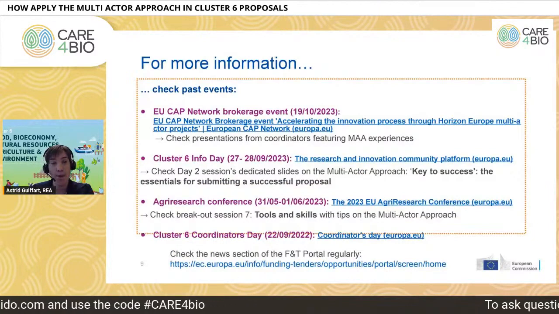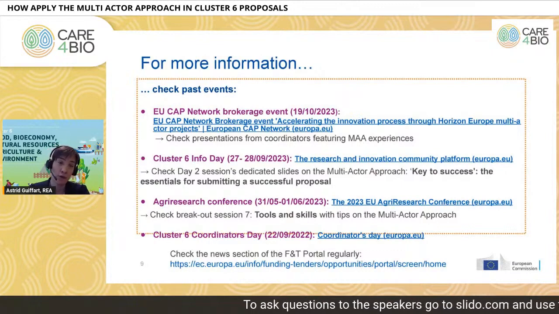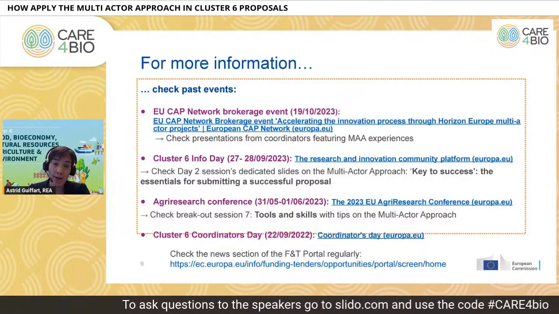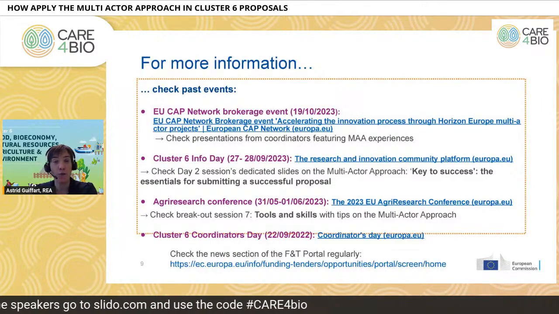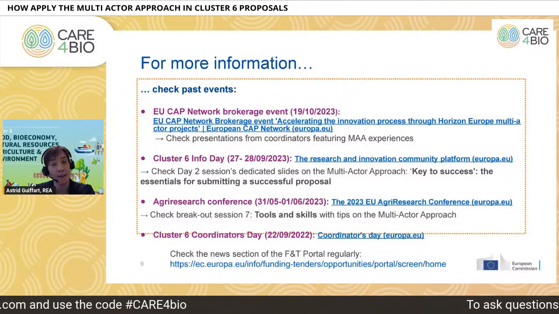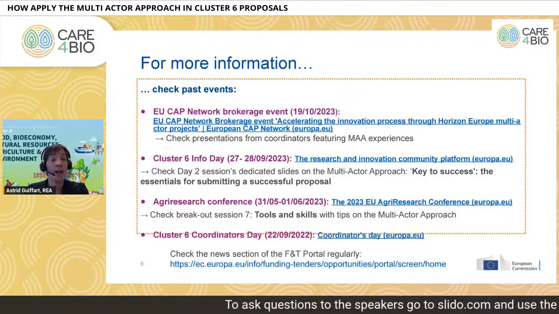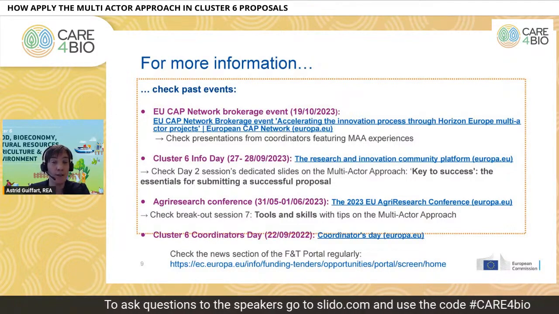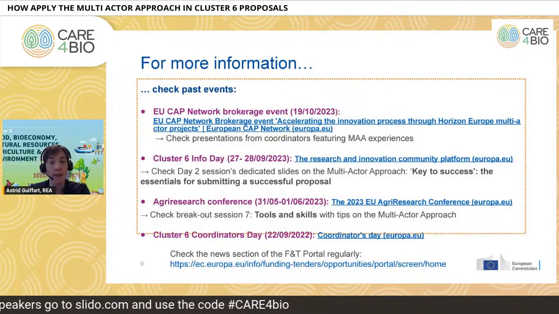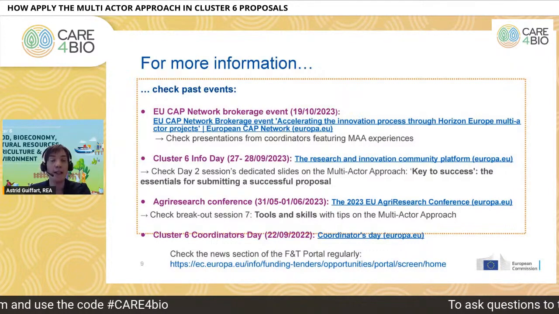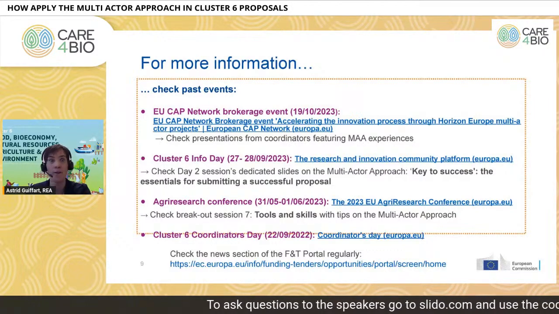So we have participated in a number of events that can be of interest to you. In the brokerage event I was mentioning earlier, we have had discussions with national contact points and coordinators from the multi-actor approach perspective. And they have shared experience, and they have also delivered a very useful presentation, even one with an example of a practice abstract. So have a look at this website and see examples. You can get inspiration from past experiences, past projects.